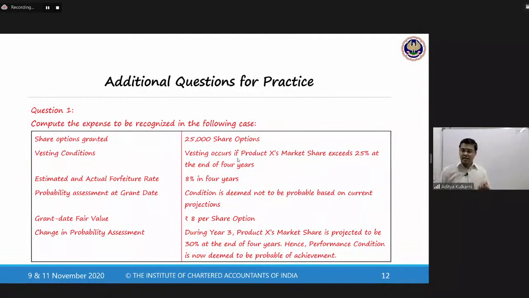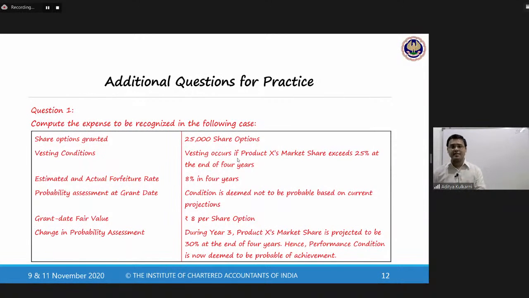There is a change in the probability assessment now. During year 3, product X's market share is projected to be 30% at the end of 4 years. That means when you gave the shares, you thought they will not vest. So what you would have done? You would have recorded 0 expense. Year 2, there is no change in what you expected. So again, it will be 0 expense.